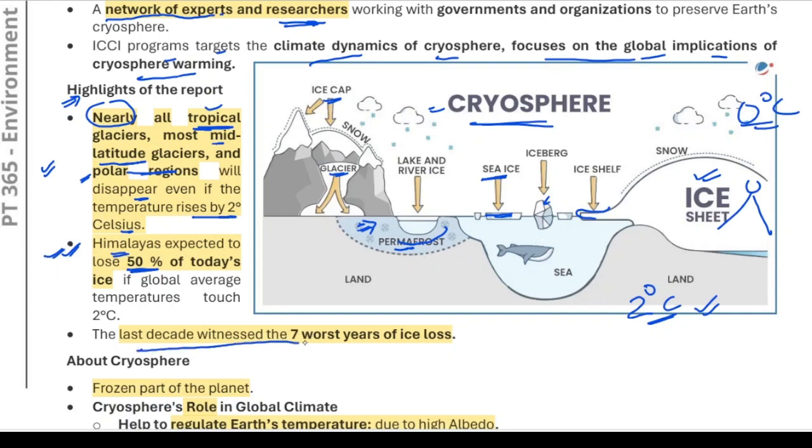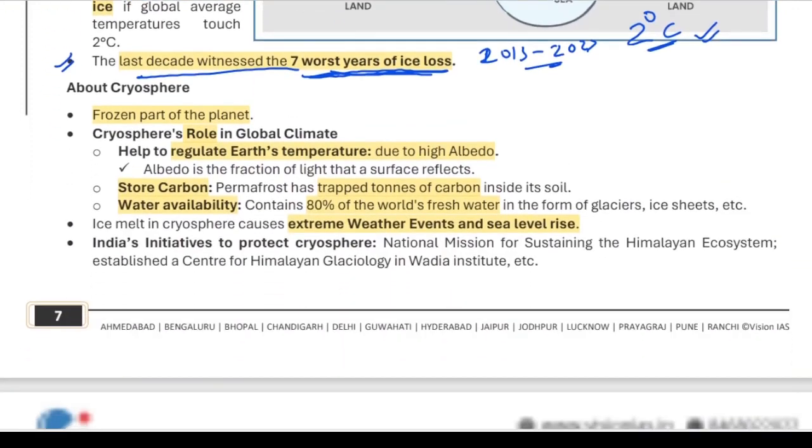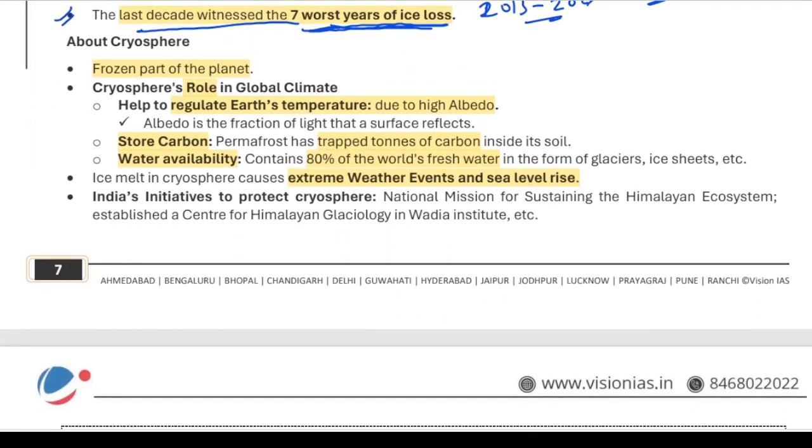The last decade witnessed the seven worst years. The last decade that has just passed, like 2013 to 23, saw the seven worst years of ice loss. It is just a fact, so that you must remember the magnitude of the climate change or global warming that's happening right now.